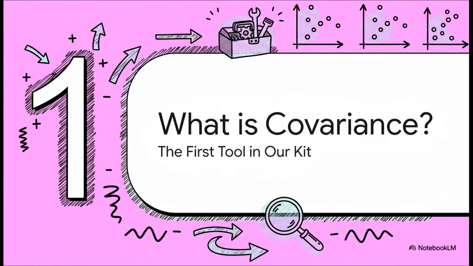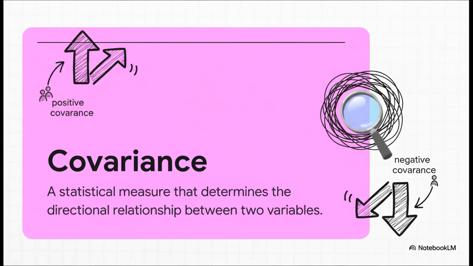Let's talk about covariance. So here's the deal with covariance. It is all about direction. A positive covariance means that when one thing goes up, the other thing tends to go up with it. They're moving in the same direction. A negative covariance, like in our exercise example, means they move in opposite directions. It's a really simple but powerful first step.